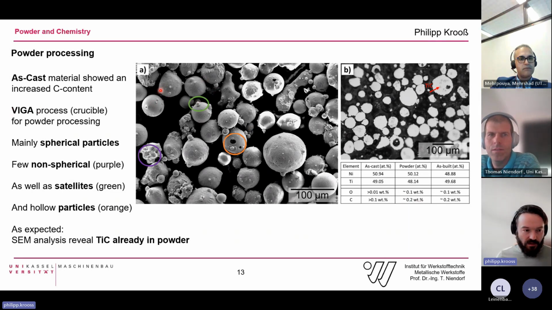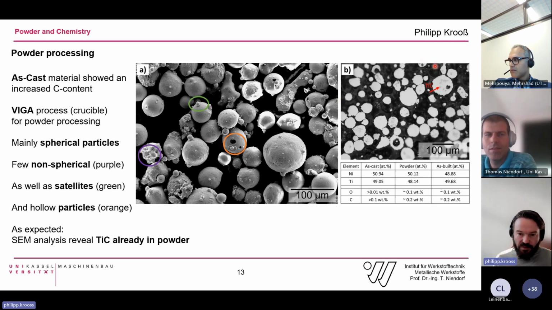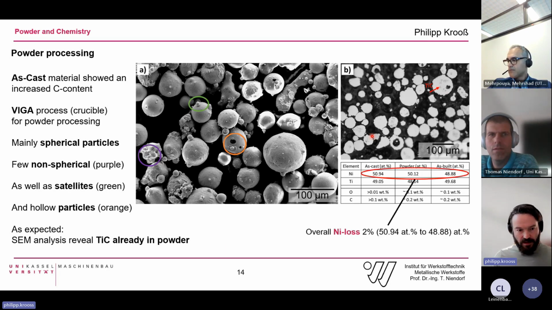But in general, the powder looks not bad. The majority of the powder particles are spherical. Then we have some non-spherical particles, some banana-like particles. Also, we have some satellites and some hollow particles, but this is nothing really special. This can happen to powder, and I think every powder has such defects. What we then observed in the cross-section of this powder is that we already see these titanium carbides within the powder particles, because of the higher content of carbon. And we then try to process this powder.